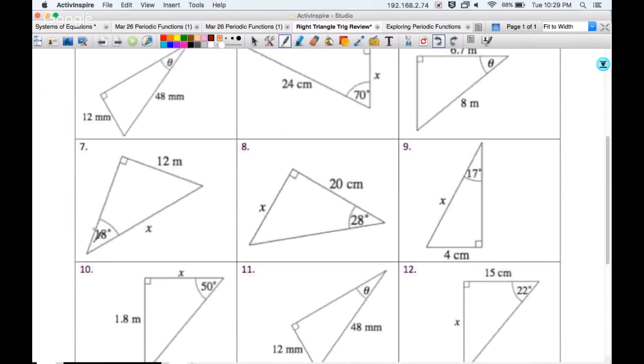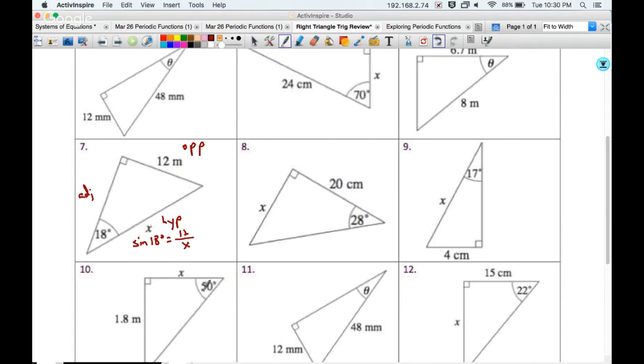So from the given angle, 18 degrees, this side is the adjacent, this side here is the hypotenuse, this side here is the opposite. I'm given the opposite and I want the hypotenuse, so I know sine will connect those. Specifically, the sine of 18 degrees equals the opposite 12 divided by the hypotenuse x.